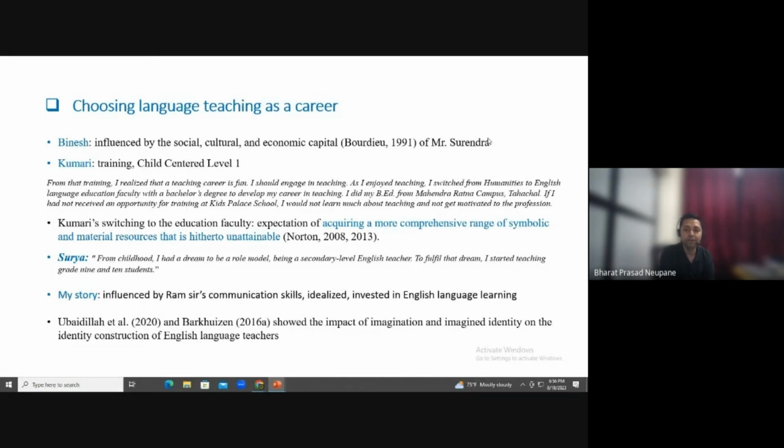I did my B.Ed from Mahendra Ratna campus, Tahasal. If I had not received an opportunity for training at Kids Palace School, I would not learn much about teaching and not get motivated to the profession.